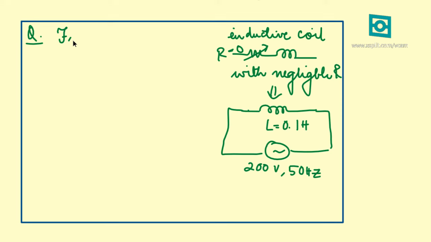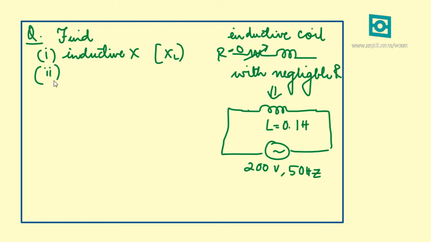Find bit 1. Inductive reactance. Inductive reactance means it is XL. Bit 2. Find out the RMS value of the current.